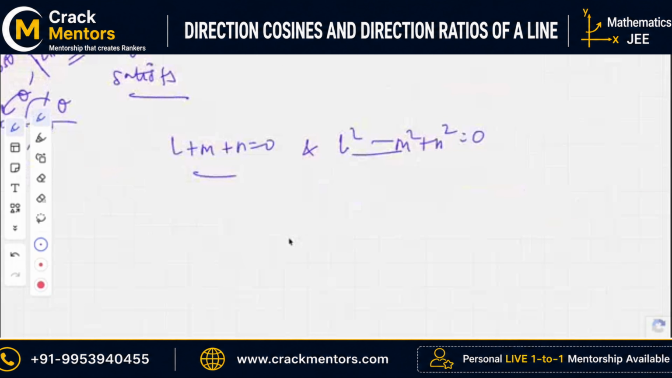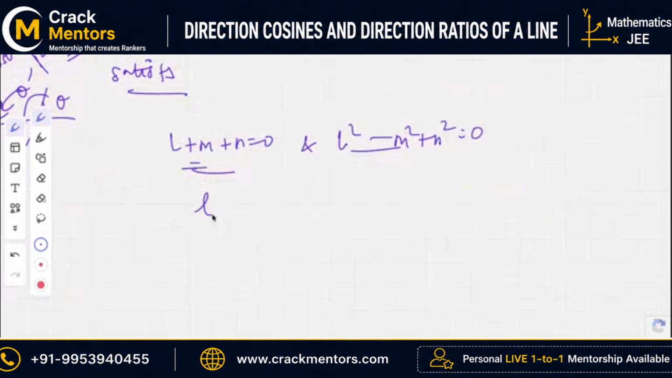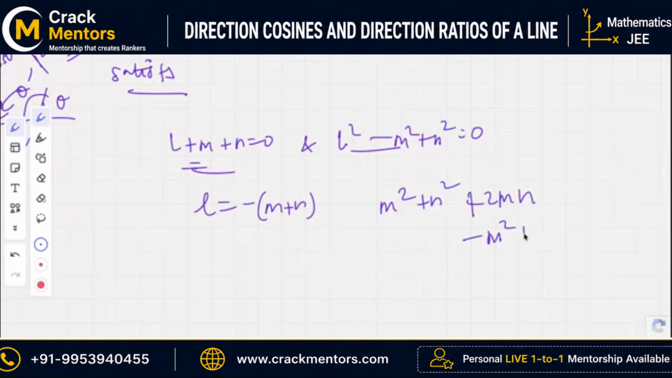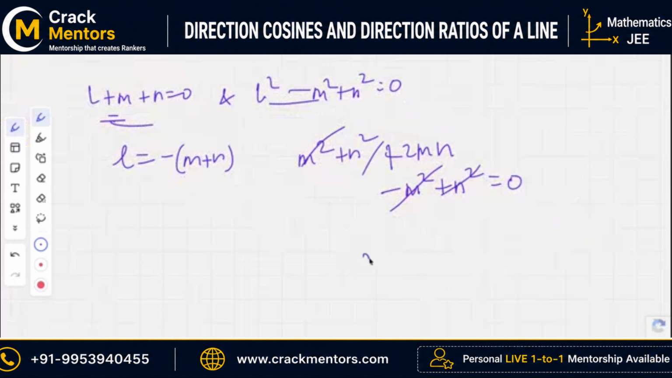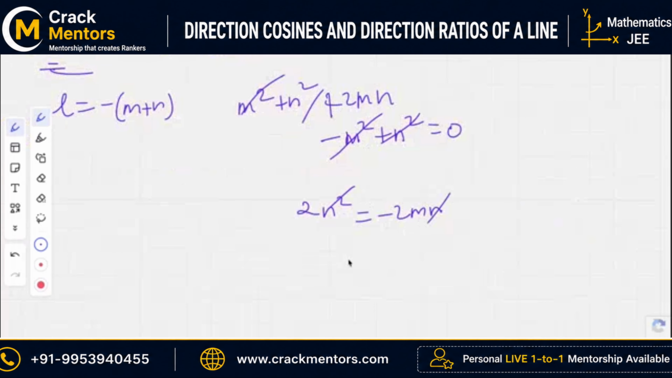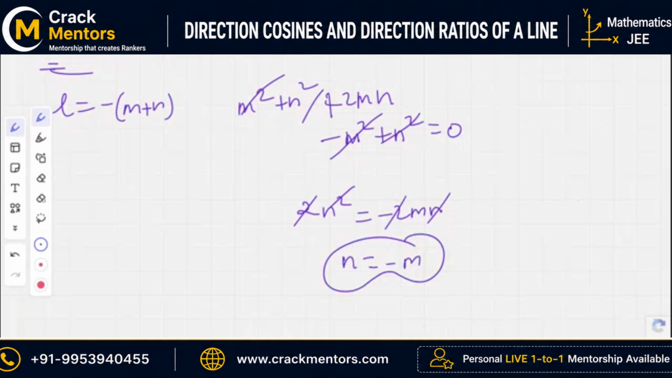Now how to solve these? Very easily, let's eliminate one of them. Let's say L is minus of m plus n. So m square plus n square. n is minus m. Is this correct?